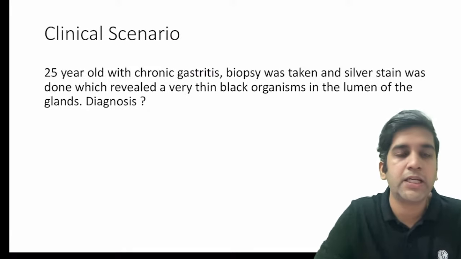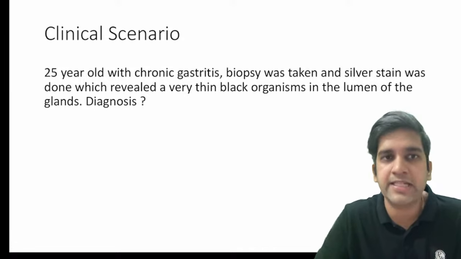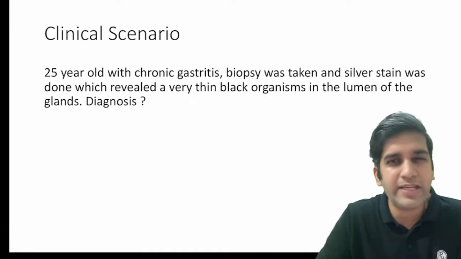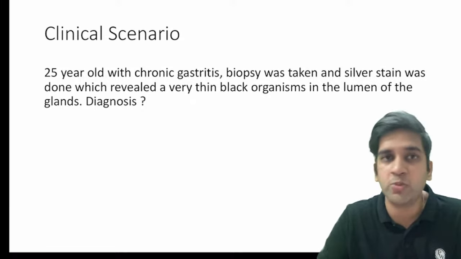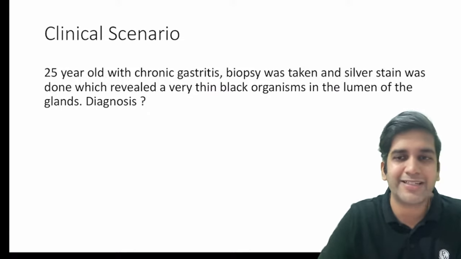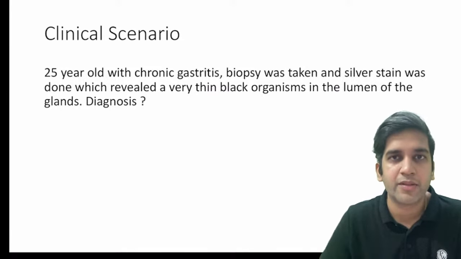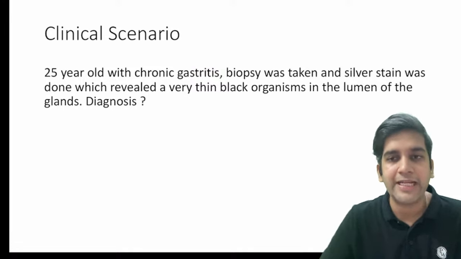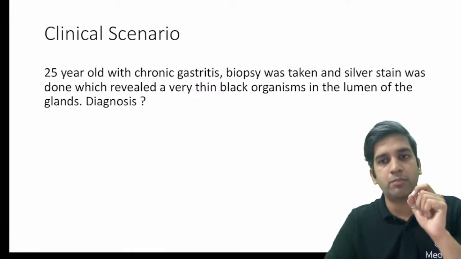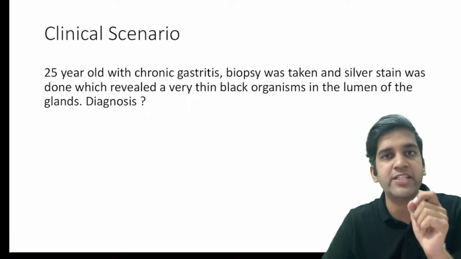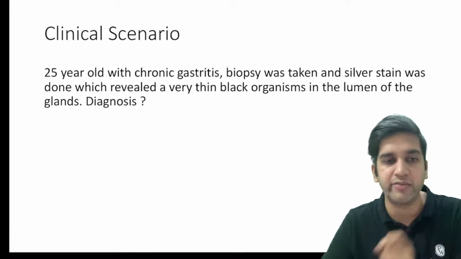It's a very simple thing. Chronic gastritis, biopsy taken, silver stain was done, revealed very thin black organisms in the lumen of glands. Diagnosis. It's a classical diagnosis. That's a silver stain, either a Warthin-Starry or your Steiner silver. That's a classical H. pylori, right? Tell me one most important non-invasive test done for detecting H. pylori infection.